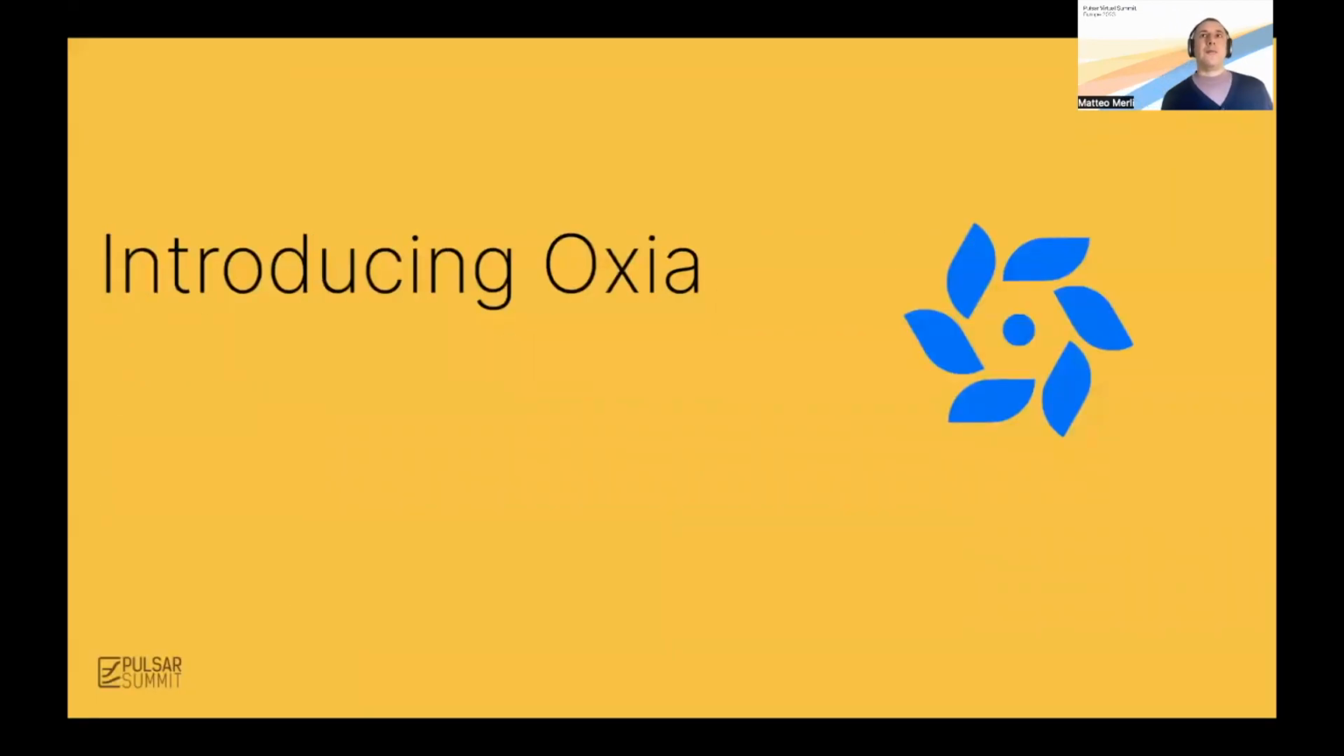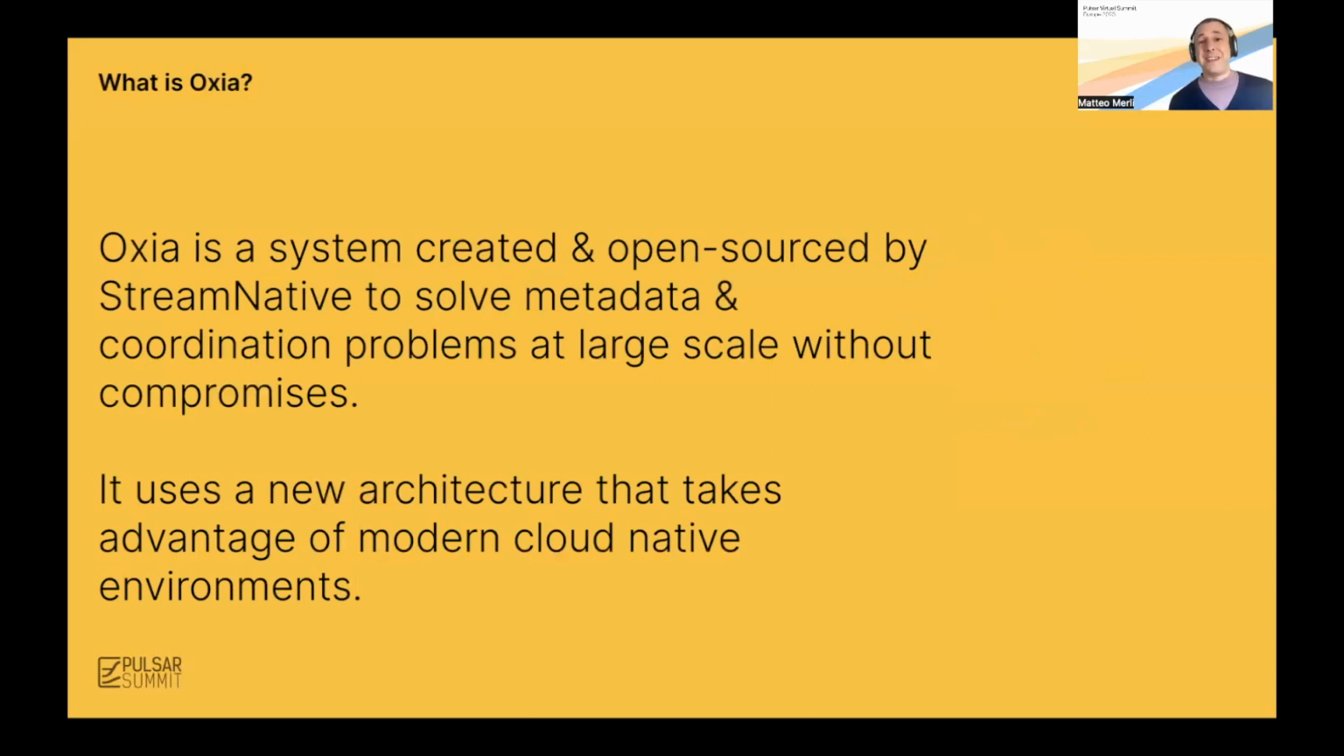So to solve all these issues, we have been thinking a lot about this problem space, because it has been a recurring theme, and we came up with our solution, Oxia. So this is why we've been introducing Oxia. So what is Oxia? Oxia is a system created and open sourced by StreamNative to solve this metadata and coordination problem at a large scale and without making any compromises or any sacrifices.